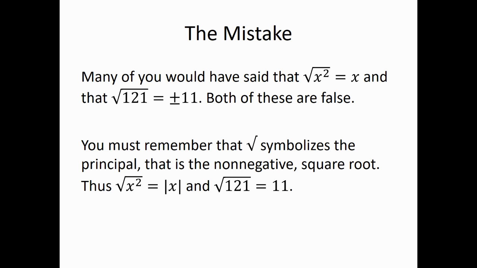Students will often say, well, the square root of x squared is equal to x, and the square root of 121 is plus or minus 11. And then they'll say that the solution is x equals plus or minus 11. Well, the final answer is correct, but the way they got there is not correct. The square root of x squared is not in general equal to x, because the radical symbolizes the principal root, which must be positive. And we know to say that the square root of x squared is the absolute value of x, and that the square root of 121 is not either plus or minus 11, but rather is just simply 11.